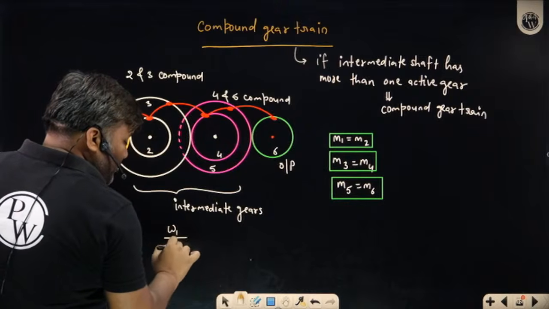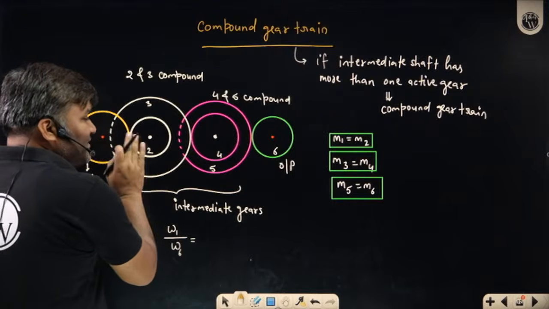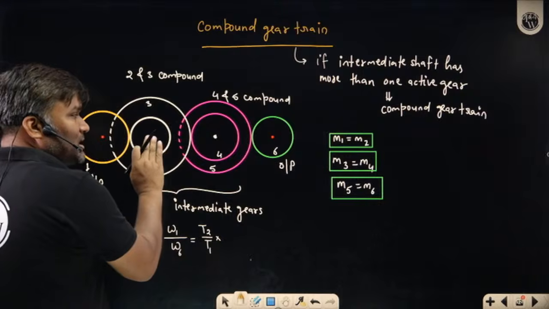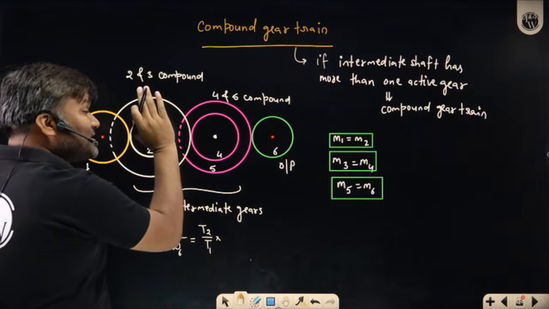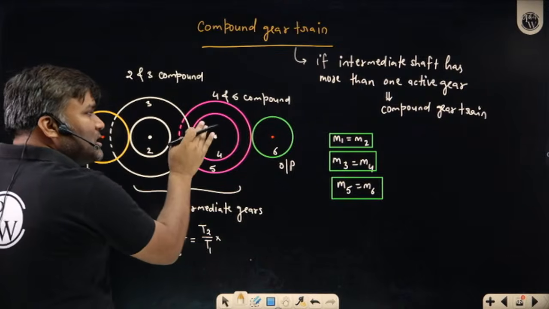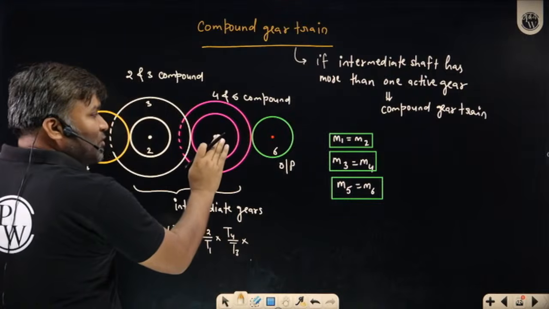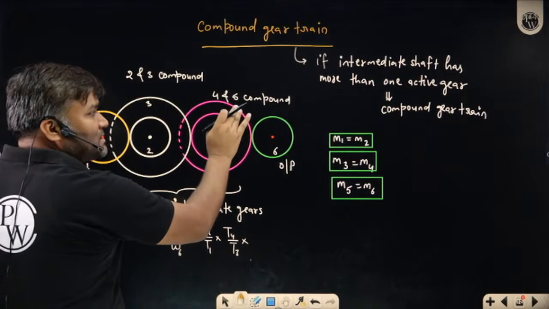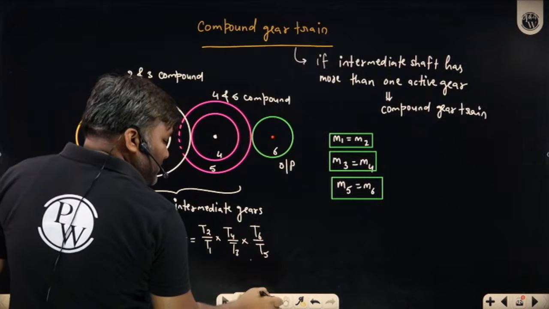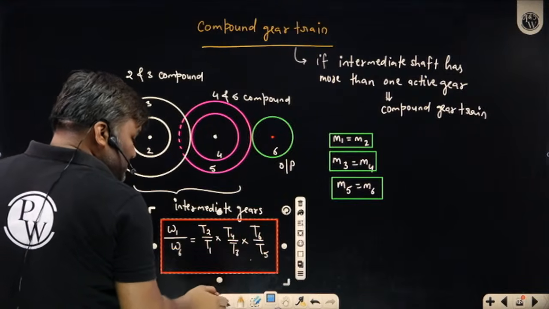How am I writing the equation? Omega 1 by omega 6, between 1 and 6. 1 is driving 2, so T2 by T1. 2 is rotating, 3 is automatically rotating, it is not meshing. Now 3 is meshing with 4, so T4 by T3. Now 4 is rotating, 5 automatically rotates, 5 is driving 6, so T6 by T5. And no teeth is getting cancelled.